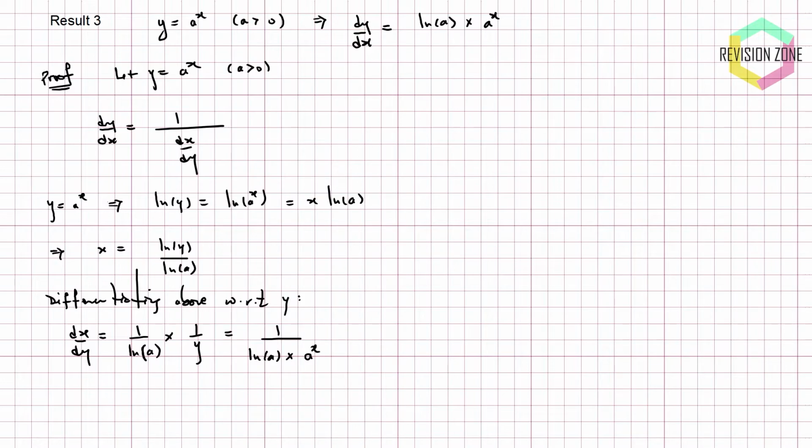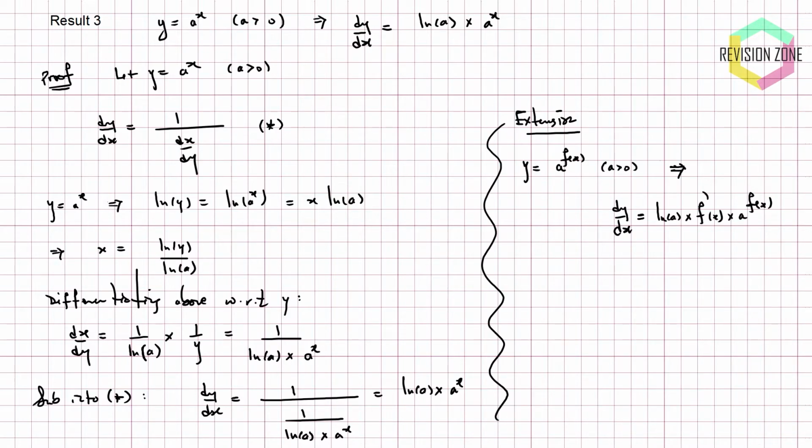So once we have this, we can go back to our key statement that I've marked as a star, and then we can sub into star, and what do we get? We get dy by dx is equal to 1 over log a times a to the x, and when you do the algebra, it's just going to be log a times a to the x, and we're done. Just as before, let's think about an extension of the result we've just worked out.